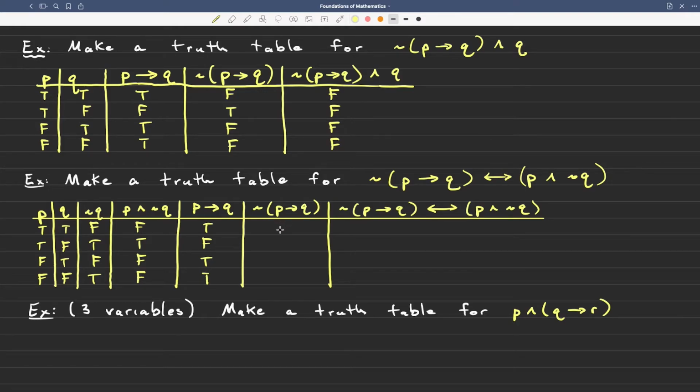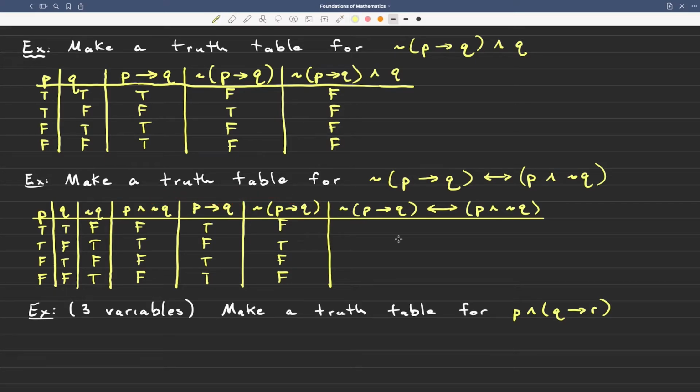Then negating that, I get false, true, false, false. And then lastly, I'm comparing this column and this column with if and only if. Now remember, with if and only if, statements are true if both of the pieces have the same truth value. And it's false if they have opposite truth value.